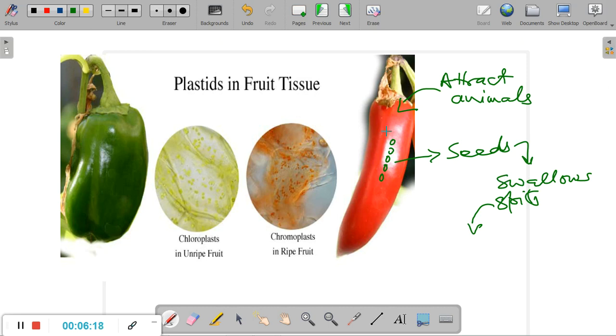And the seeds that are swallowed, I hope you have realized the seeds have a very tough outer cover. So the seeds that are swallowed are not digested by the animal, but they are pushed out of the body in feces. So once these seeds reach the ground, they can make new plants. And you see how smart the plants are, and the function of chromoplast. So if it was not for chromoplasts, the fruits would not be consumed, would not attract as many animals as they do, and the seeds would not get an opportunity to move across a wide area.